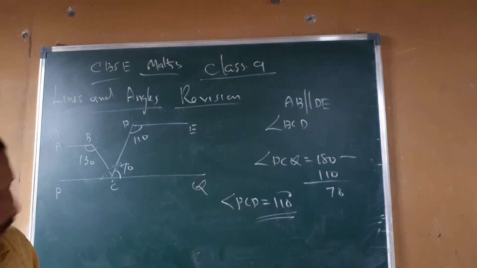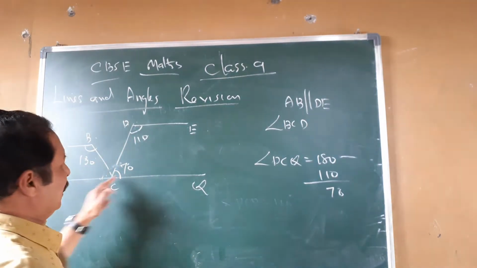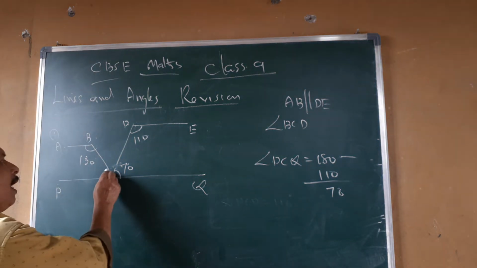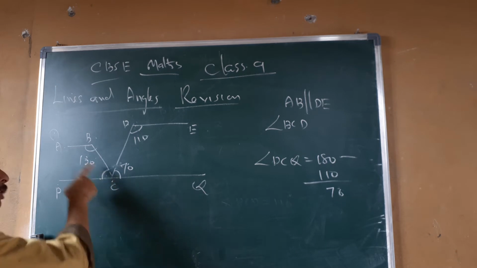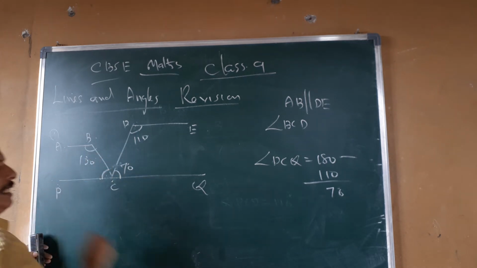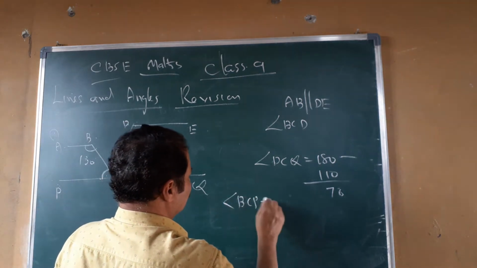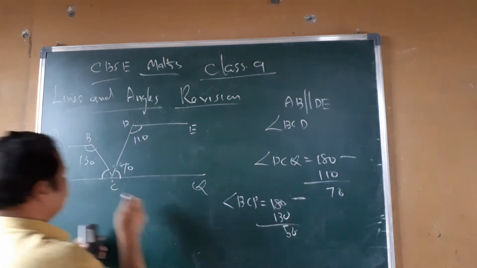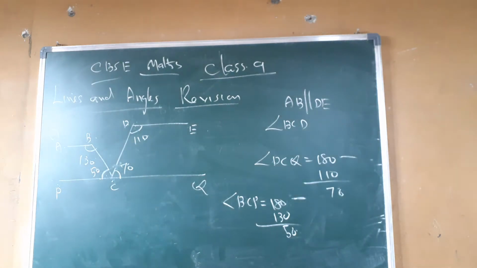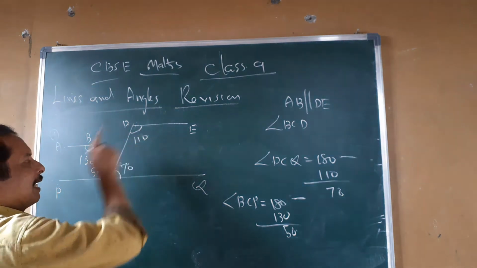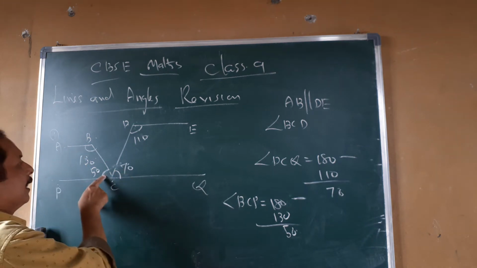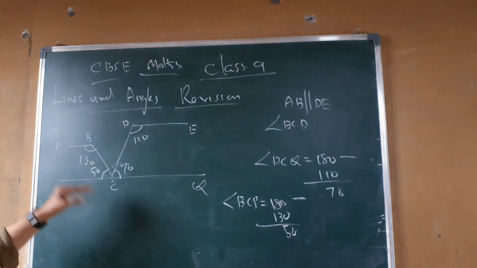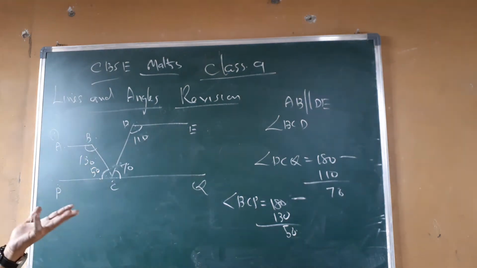നിങ്ങൾക്ക് ഏതാ എളുപ്പം? ആദ്യം angle DCP 70 കിട്ടി. ഓക്കെ, ഇനി ഇത് മാത്രമായിട്ട് കാണാം. 130, ഇത് supplementary ആണ്. Angle BCP equal to 180 minus 130 equal 50. Okay, so clear. ഇത് 110 ആണെങ്കിൽ ഇവിടെ 70, ഇത് 130 ആണെങ്കിൽ ഇവിടെ 50. Co-interior angles are supplementary. Otherwise, angles on the same side of parallels are supplementary. There are so many ways.